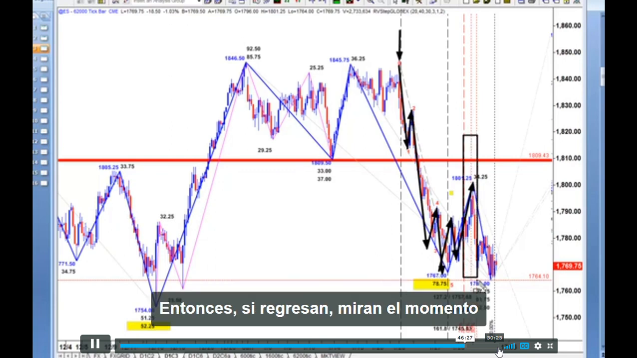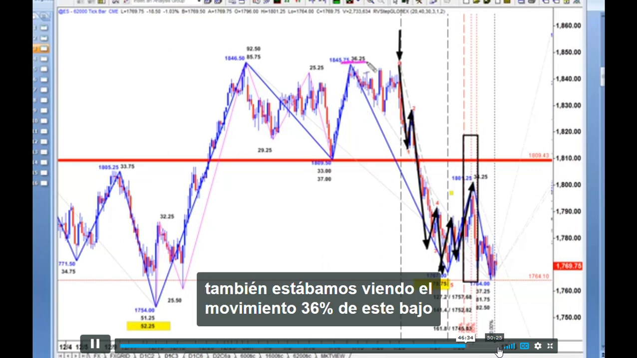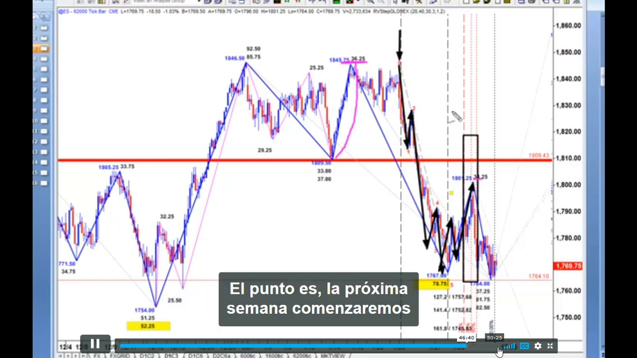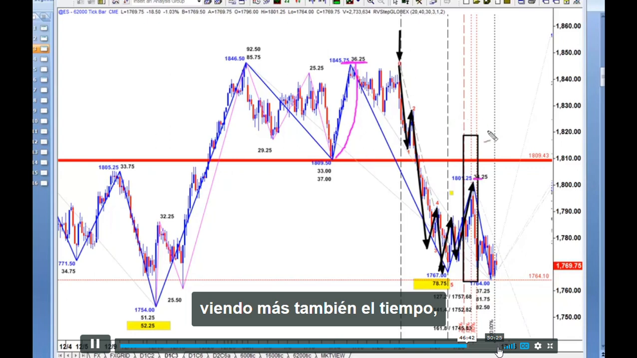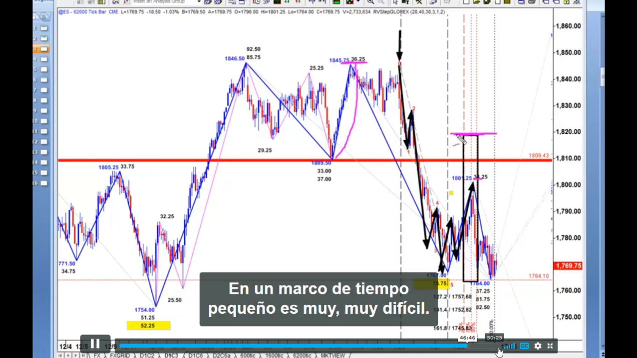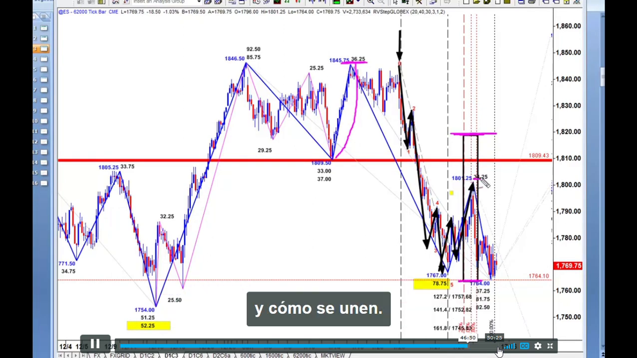So if you go back and look at how price and time work, we were also looking at a 36% move off this low, where it only went around 34 points. The point is, next week we'll start looking more at time on a much higher time frame. On the little time frames, it's very, very difficult. We'll look at time and price and how they all tie together.